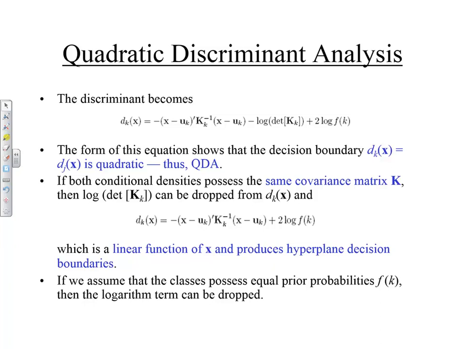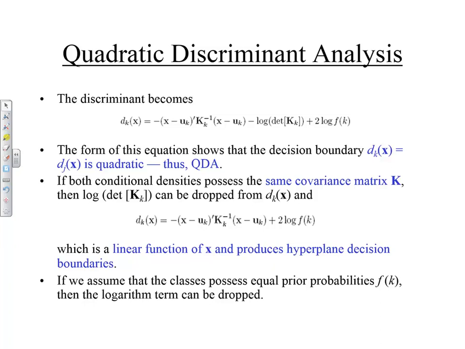Now here it says this is a linear function of x and produces hyperplane decision boundaries. It's not quite correct, because it's still not a linear function, since there's a quadratic term here. However, when you compare dk with dj, because both the classes have the same covariance matrix, this x transpose K inverse x is going to cancel out. So you'll be left with a linear function, and once you have a linear function, you know that it is going to produce a hyperplane decision boundary, a straight line.